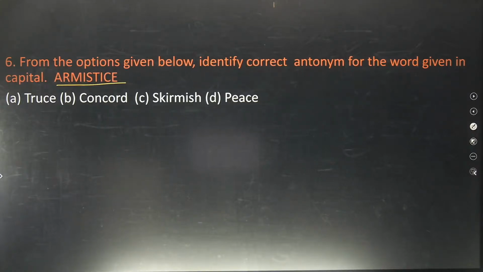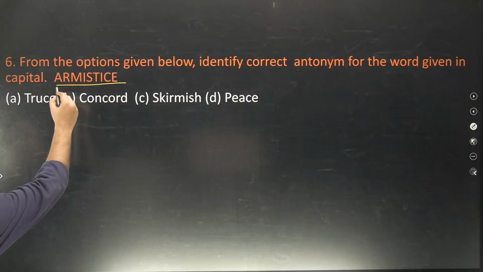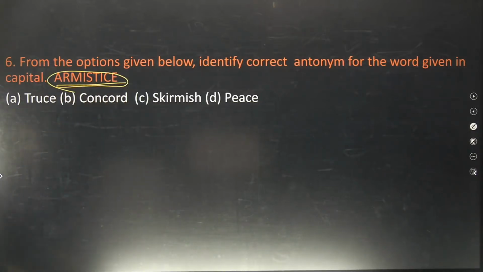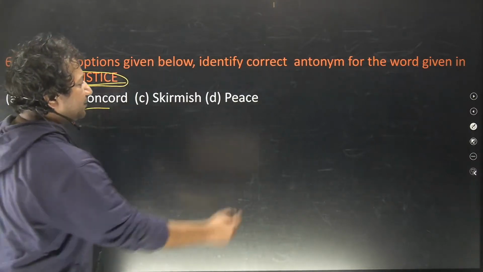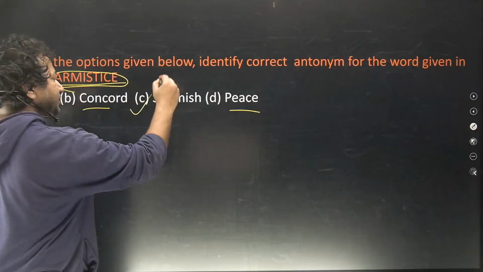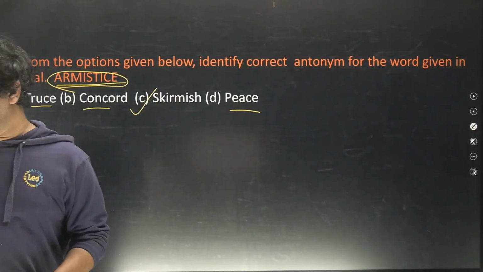Keep on commenting your answers, everyone. Well, armistice is basically a treaty for peace. You know, when a war is going on, you sign or make a treaty with the opposing party in a war, that is armistice. And so truce is also a kind of treaty. Concord also means the same. We sign a treaty for peace. Skirmish is basically fighting with each other. So skirmish is the antonym.